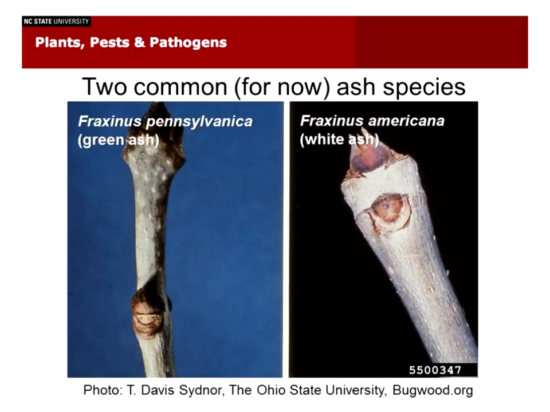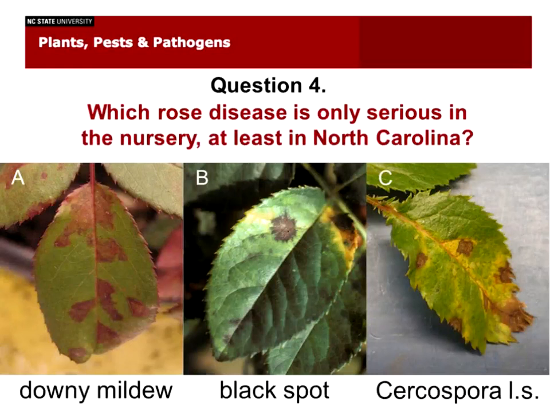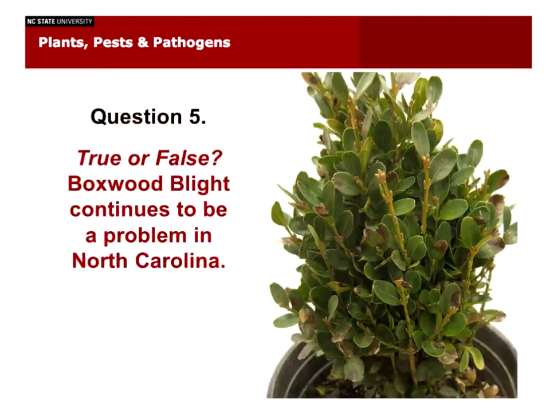If it's shaped like a D, the letter D, you have the green ash. So here, the D there. If instead it has a notch in it and looks more like the letter C, then you've got a white ash. And I put there two common ash species for now because unfortunately things do not look good with the now arrival of the emerald ash borer. And finally, or no, second to final, witches' broom disease is only serious in the nursery, at least in North Carolina. That was A, downy mildew. And certainly it is true that boxwood blight is still a problem in North Carolina.